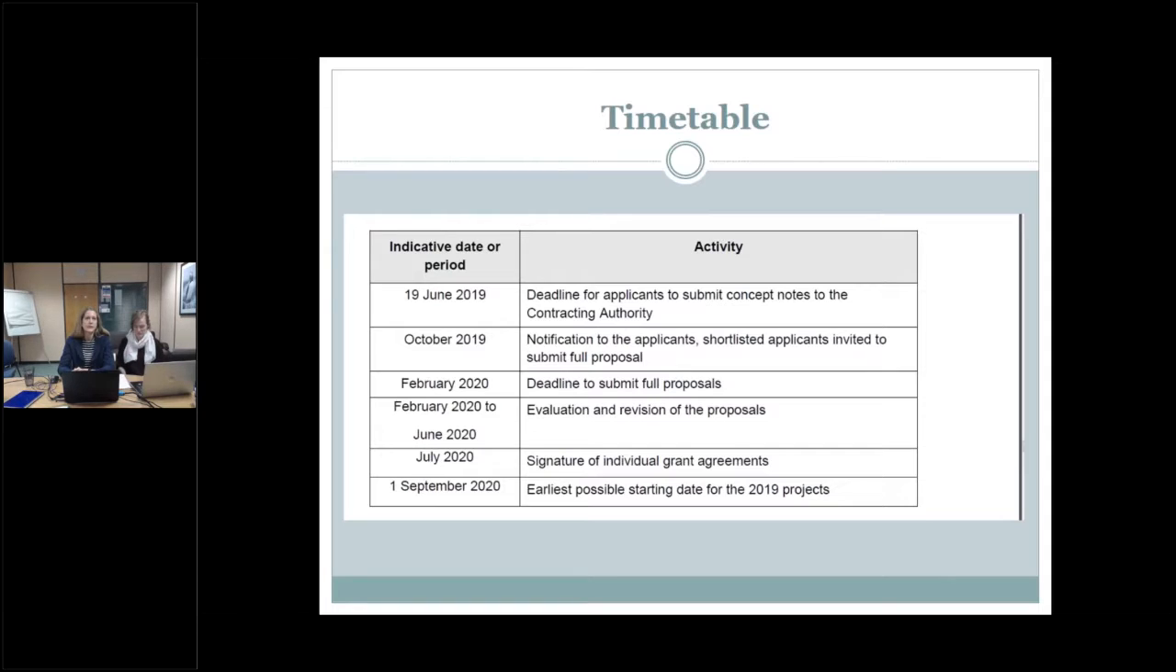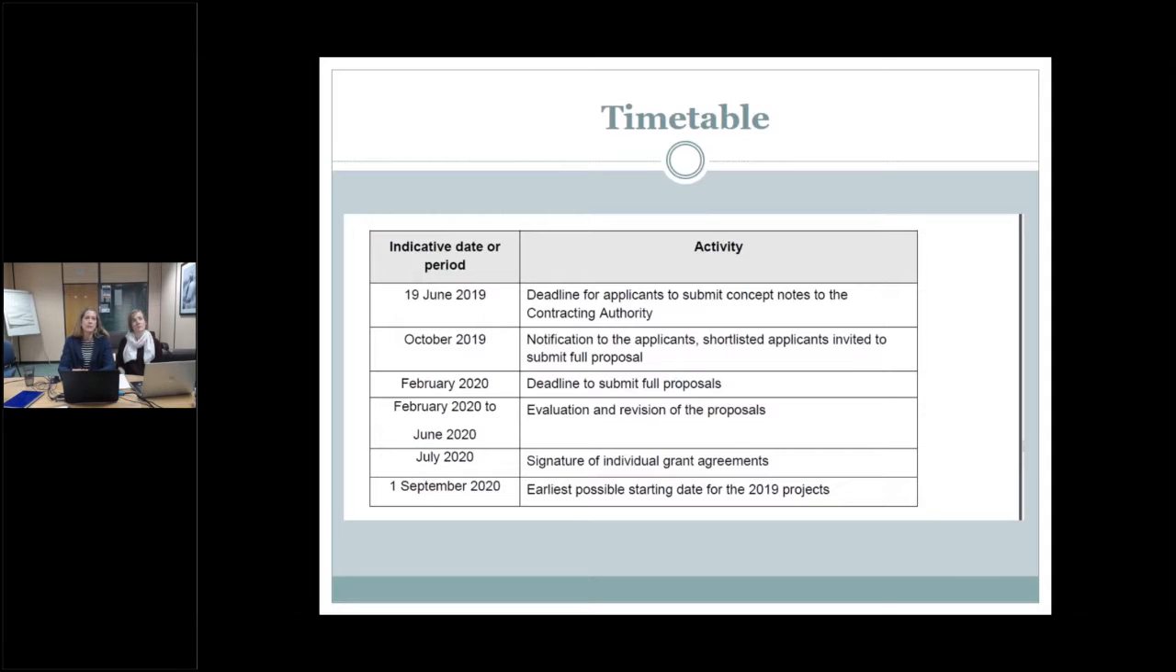This is the indicative timetable for the 2019 call. So once you have submitted your concept note in June, 17th or 19th of June, the Commission will evaluate your concept notes and provide feedback by October. And if your concept note has been successful, you can then proceed to stage 2 with a deadline of submitting the full proposal in February 2020.